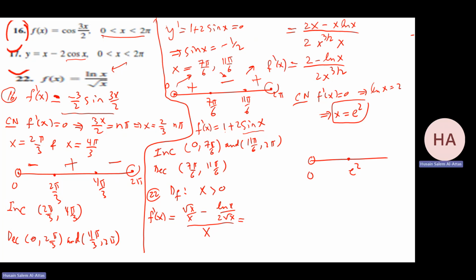Take e, for example. I have 2 minus 1, that will be positive. Take more than e squared. Take e cubed, for example. Let's say ln e cubed is 3. 2 minus 3 is negative, so that will be negative. Since the values are positive, the denominator is always positive. So it's increasing and then decreasing. So increasing from 0 to e squared and decreasing from e squared to infinity.